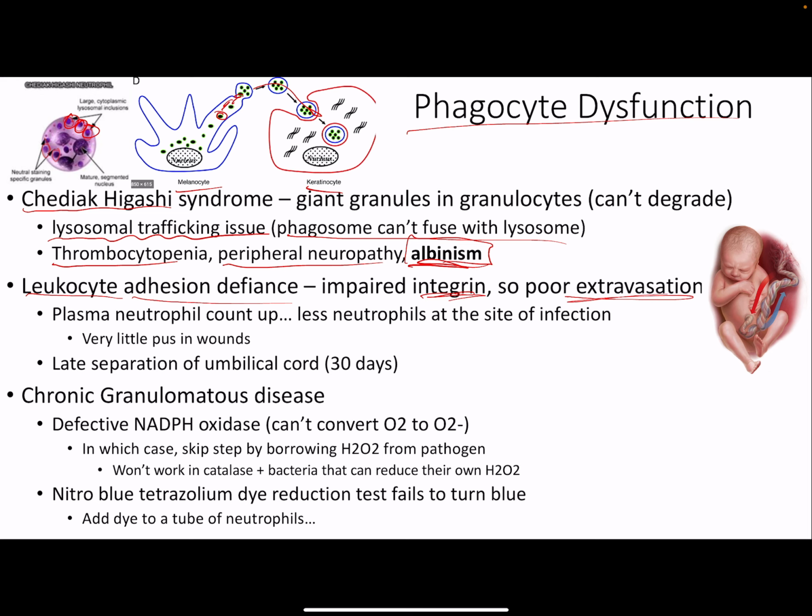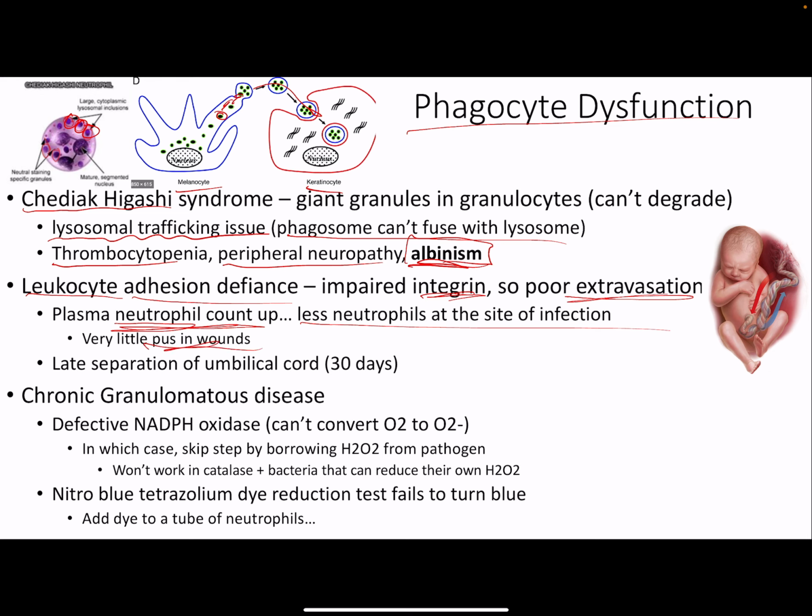As a result, the neutrophil count goes up. Wait, why would that make the neutrophil count go up? Well, if the neutrophils can't get into the tissue, that means they stay in the blood. And if they stay in the blood, then the count is going to be up. So fewer neutrophils at the infection means more in the blood. Pus contains neutrophils and is partly made by neutrophils, so you're going to have less pus.